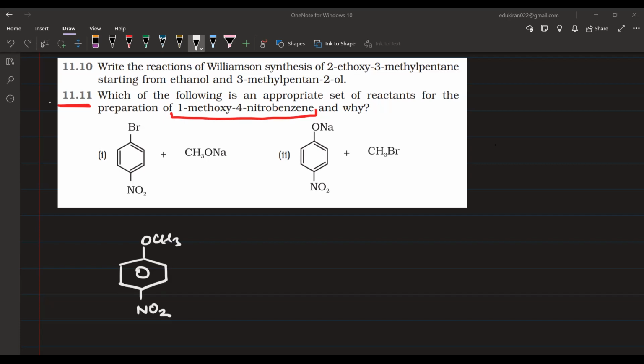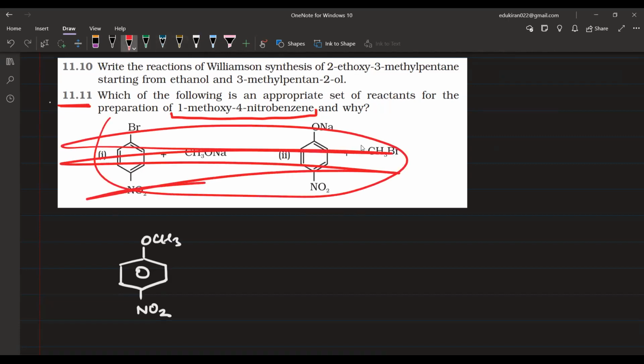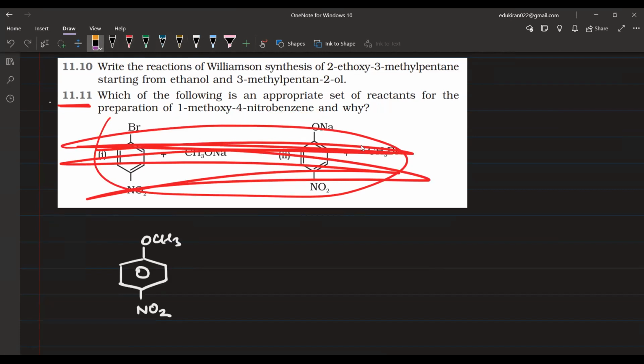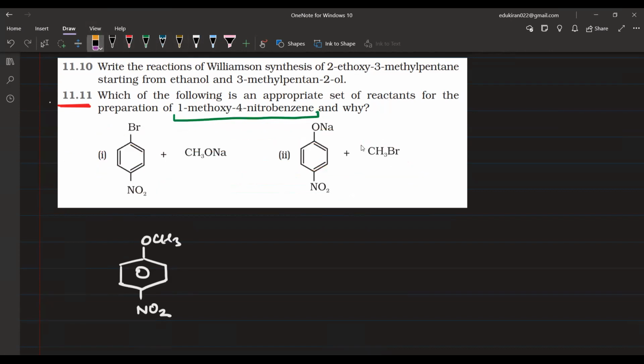Yes, in the second one. No, these are not the products. We are not making these; we are making this product. This is the product. Now tell me, make 1-methoxy-4-nitrobenzene in your copy and tell me, is this alkoxybenzene, yes or no?